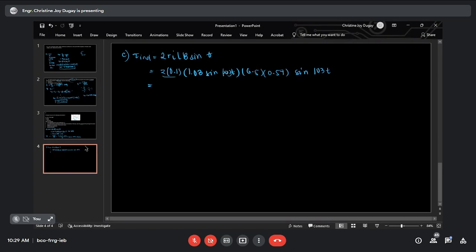2 times 0.1 times 1.03. Tapos 0.5, 0.5. 0.5 lang yan ha. Unit niya is Tesla. Ayan. So, ano ang product ngayon yan? 2 times 0.1 times 1.03 times 0.5 times 0.5 is 0.0515 times sine.